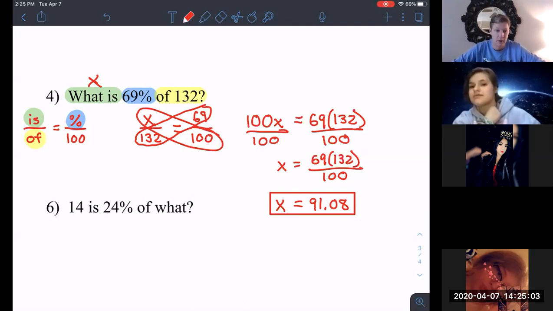Does anybody want to do another practice problem, or do you think you've got it? We'll talk about the word problems too, but I just wanted to see if you feel comfortable with this process of setting up the proportions. Well, remember, you just have to follow the instructions.